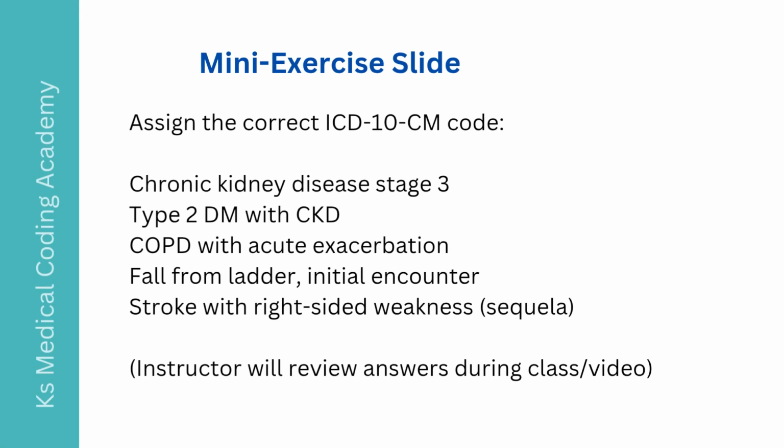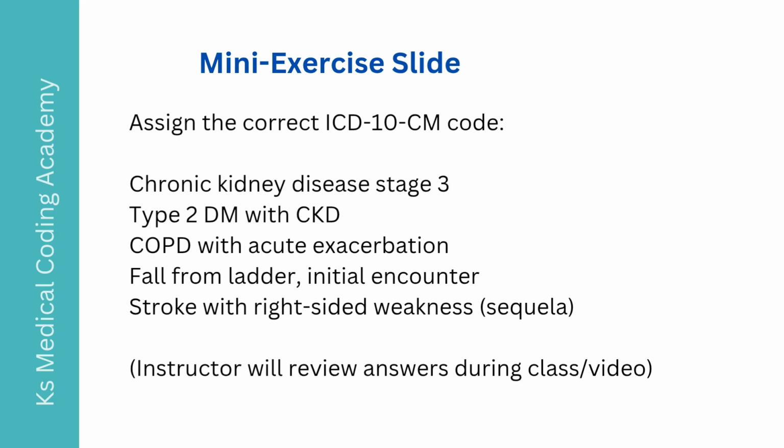Mini exercise slide. Now a short exercise for you to complete. Assign the correct ICD-10-CM codes for the following. 1. Chronic kidney disease, stage 3. 2. Type 2 diabetes with CKD. 3. COPD with acute exacerbation. 4. Fall from ladder, initial encounter. 5. Stroke with right-sided weakness, sequela. Pause the video, code these, and we'll review in class or in the answer key.